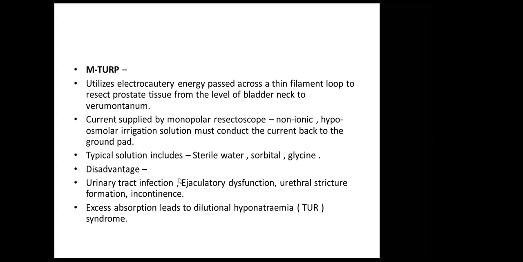Monopolar transurethral resection of prostate utilizes the electrocautery energy which is passed across a thin filament loop to resect the prostate tissue from the level of the bladder neck to the verumontanum. Since the current is supplied through the monopolar resectoscope, a non-ionic or hypoosmolar irrigation solution must conduct the current back to the ground pad. The typical solutions used in a monopolar TURP are sterile water, sorbitol, and glycine.